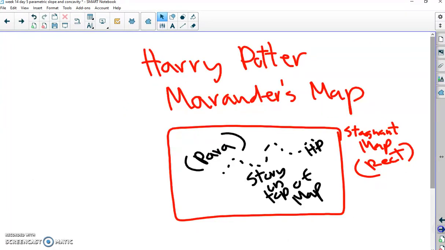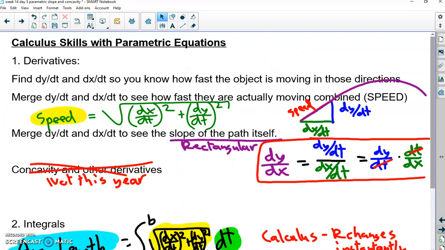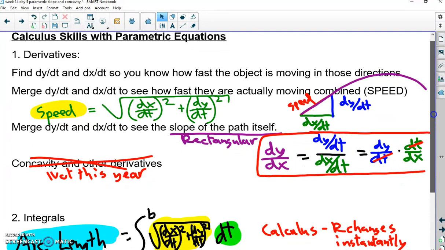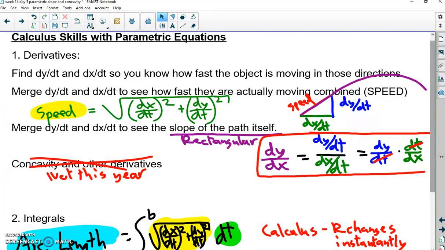Okay, so next thing. I'm just going to hit pause on the recording for a second because I just want us to take some notes. These are some basic formulas that we're going to use with the parametrics. So far, we have not done any calc. I've taught you what parametrics are. I've taught you the Marauder's map.